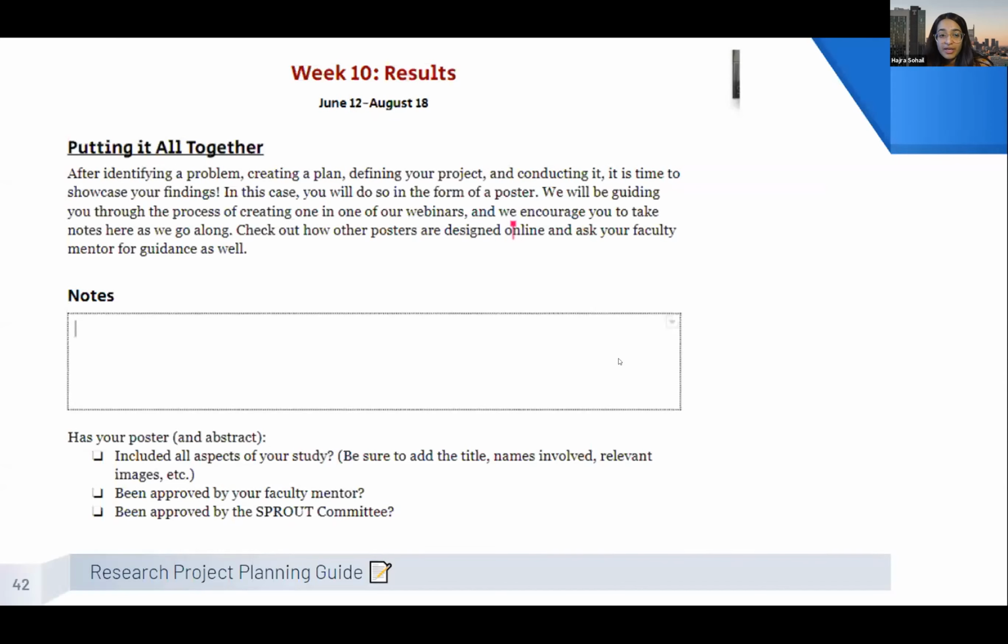In the planning guide, we have a place for you to take notes and highlight any key information that you want to put into your own poster or abstract. And at the end, we'll be asking you to meet with your faculty mentor and us, the Sprout Committee, so we know where you guys are at. So yes, this is the results.